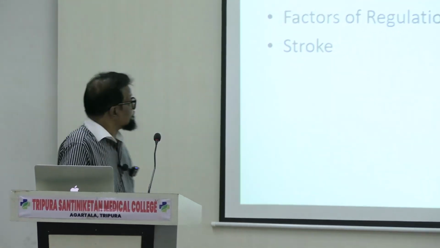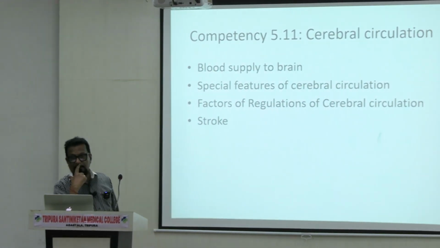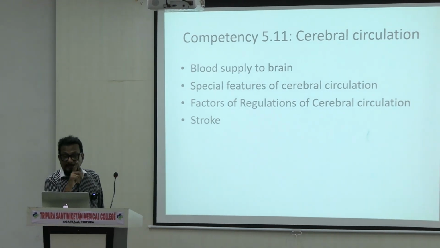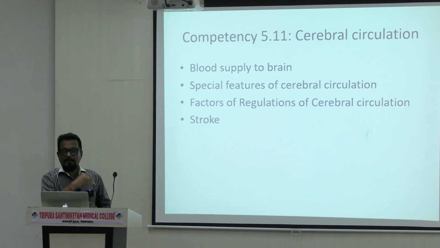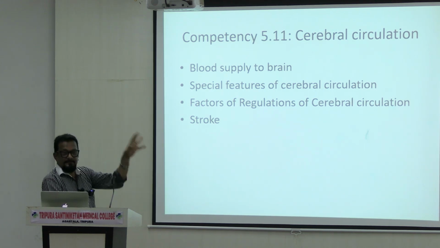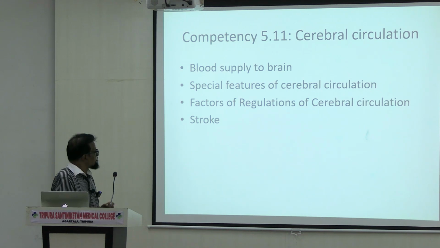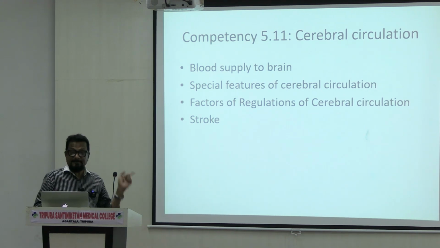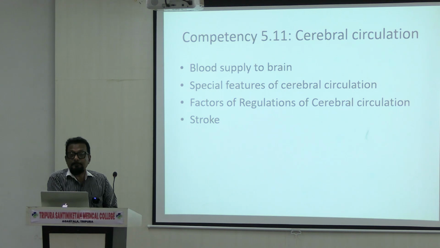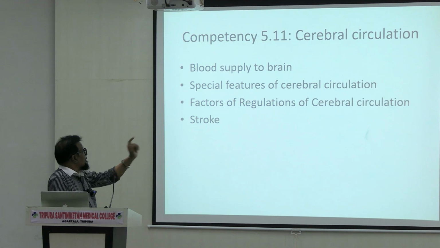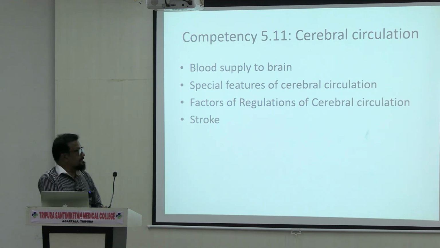And from this, what will we be learning? We will be learning blood supply to the brain, that is, the anatomy of cerebral circulation. What are the cerebral arteries? How is the circle of Willis formed, and how do the arteries supply different parts of the brain? We will also be learning the second part, which is very important: the special features of cerebral circulation. You can expect a short question on what the special features of cerebral circulation are.